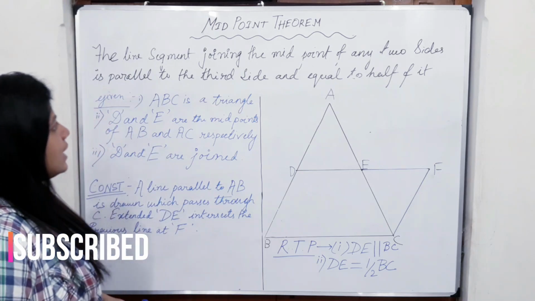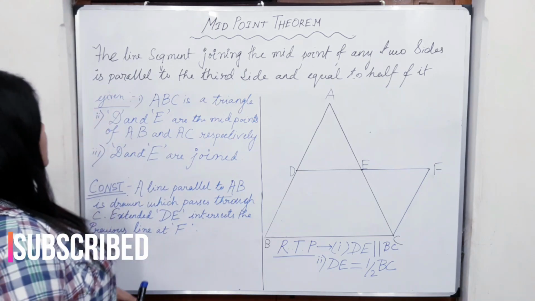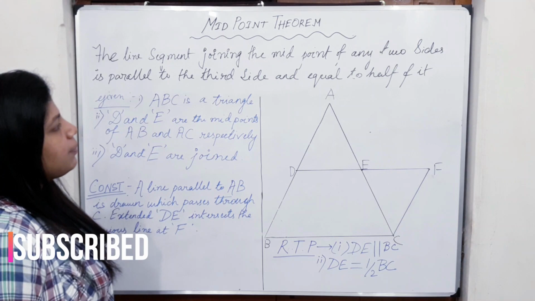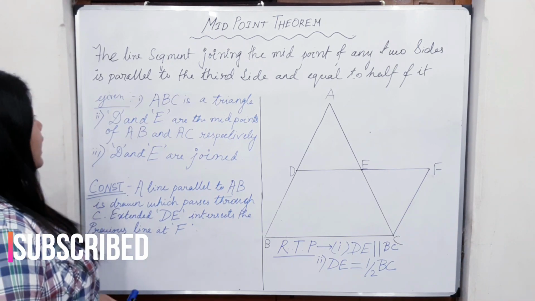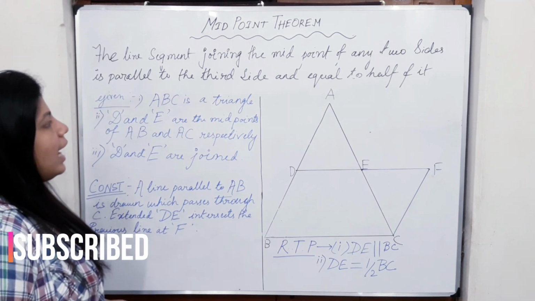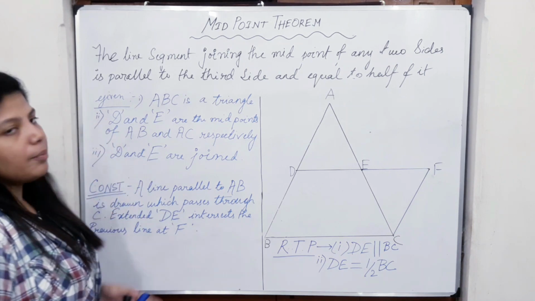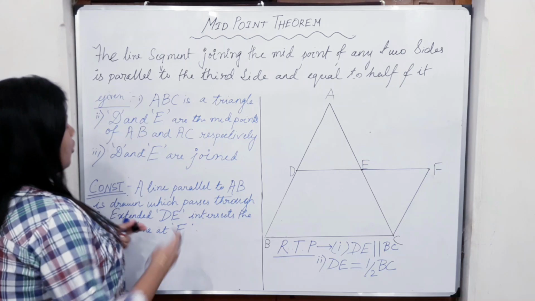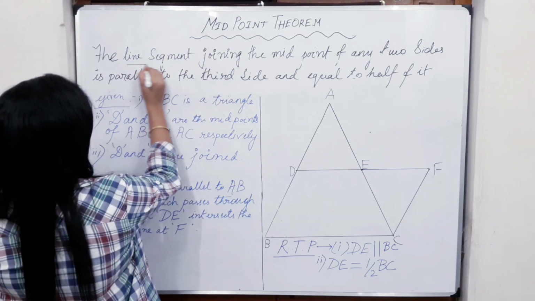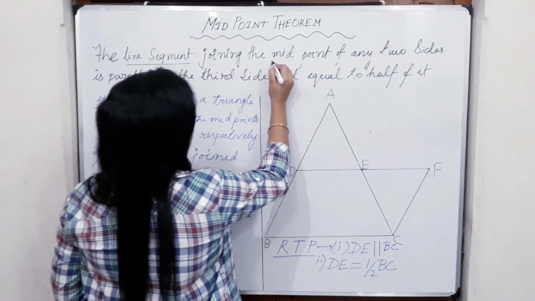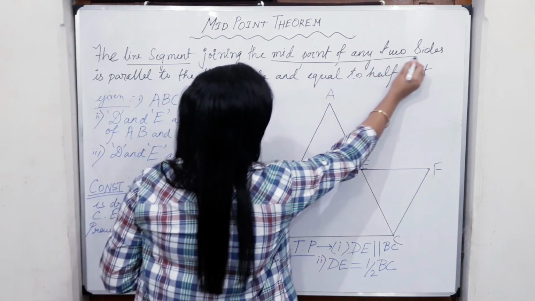OK, so what is the statement of the Midpoint Theorem? The line segment joining the midpoints of any two sides is parallel to the third side and equals half of it. Now, what is the meaning of this? First of all, the line segment joining the midpoints of any two sides.